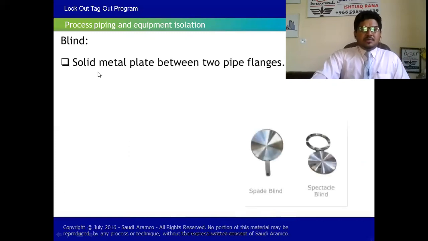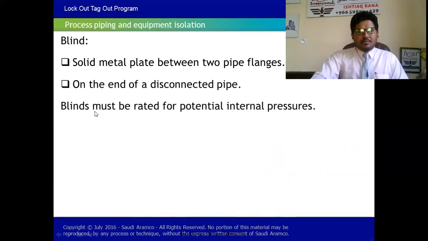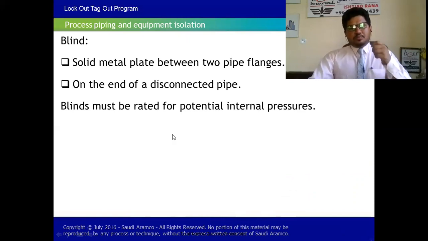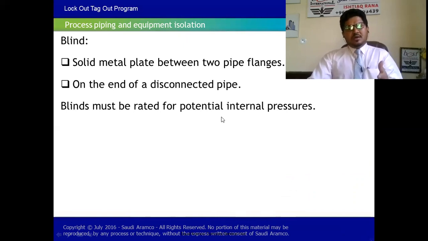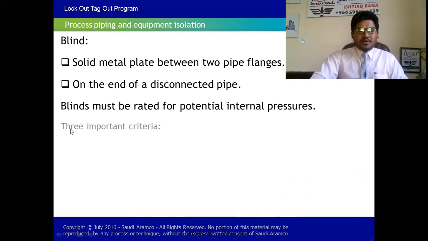Now, blind, make sure it is a solid metal between 2 pipe flanges. On the end of a disconnected pipe, blinds must be rated. So rating is critical. So blinds must be rated for potential internal pressures. So we must be familiar how much pressure we are going to stop, and accordingly the selection of blinds becomes more important.